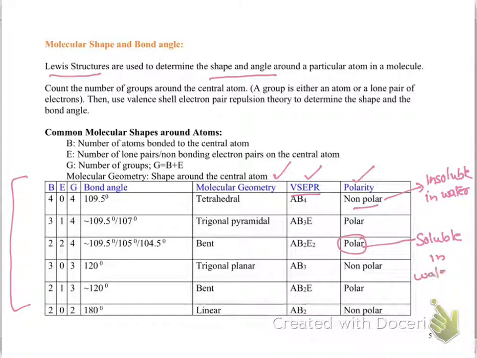And this helps us a lot when we are doing chemical reactions. So what you have to do is follow these rules to find the shape of the molecule. So what are these B, E, and G?